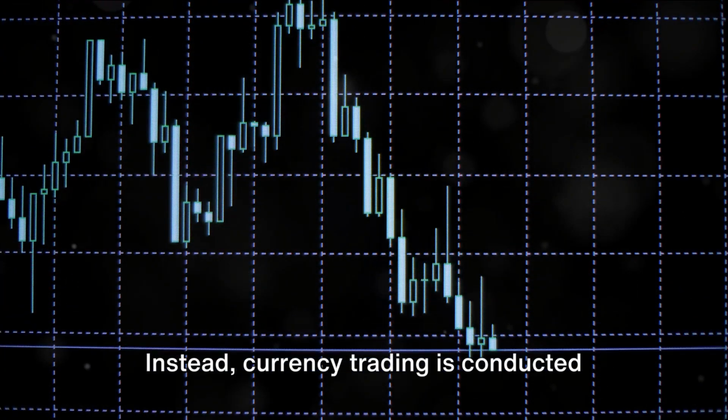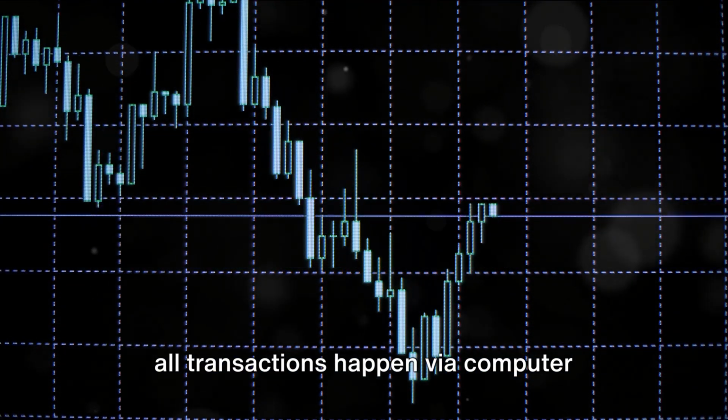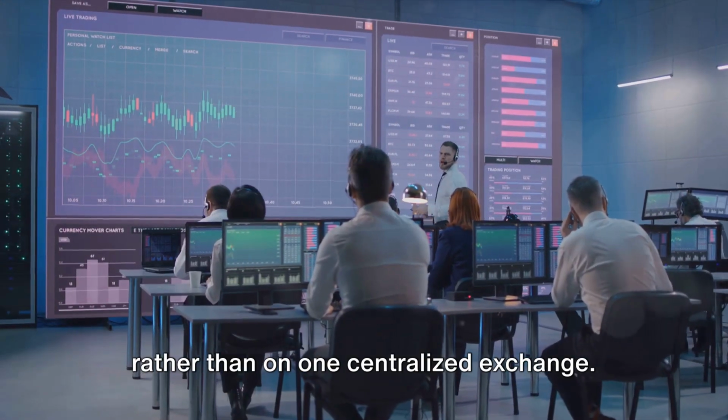Instead, currency trading is conducted electronically over the counter, meaning all transactions happen via computer networks between traders around the world, rather than on one centralized exchange.